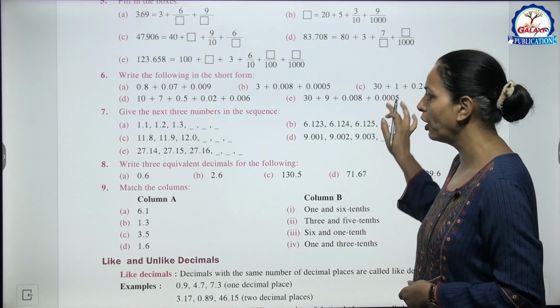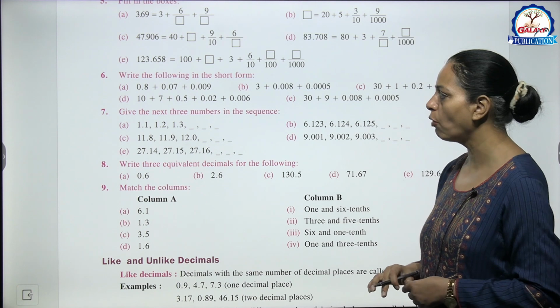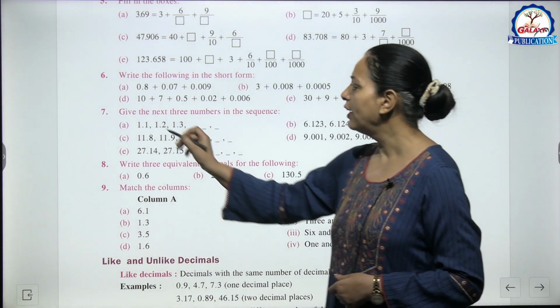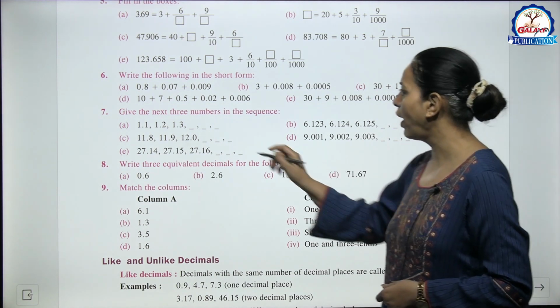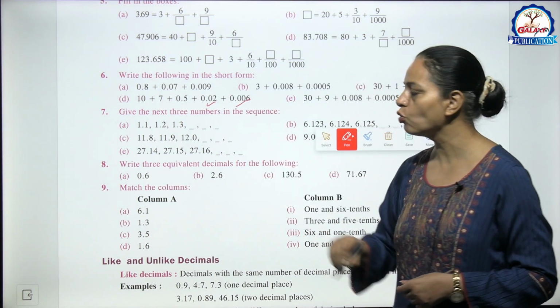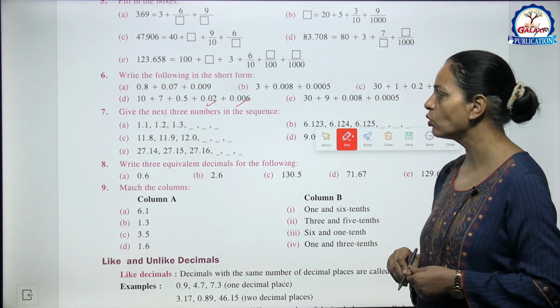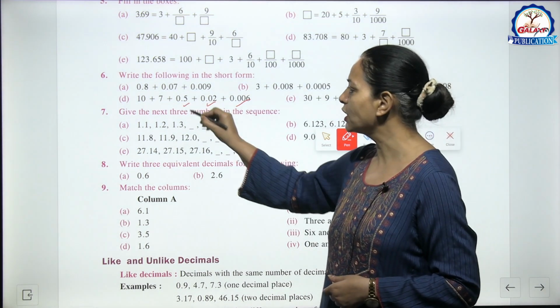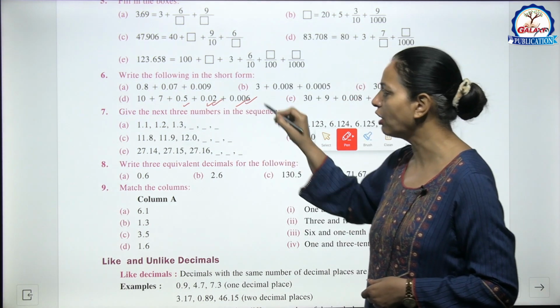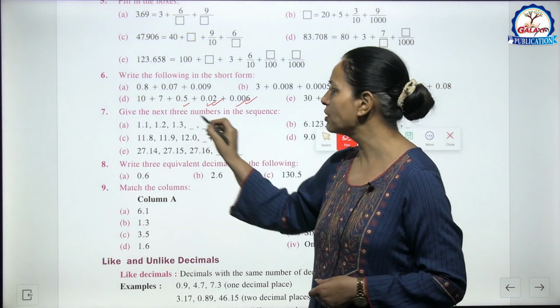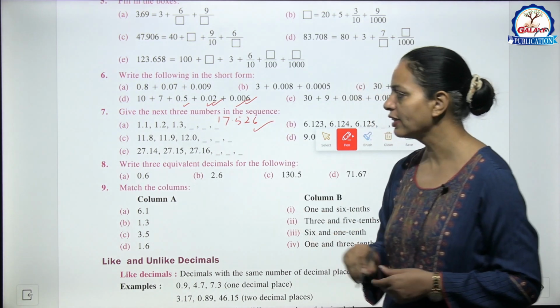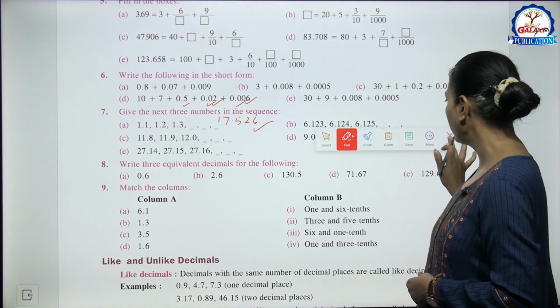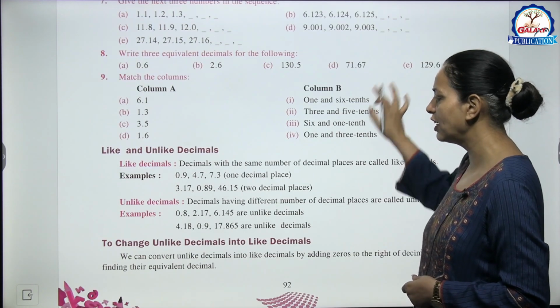There are 6 questions like this. Write the following in short form, write the actual number, like D part, 10 plus 7 plus 0.5 plus 0.02 plus 0.006, meaning this is at the tenth place, this at the hundredth and this at the thousandth. So this becomes 17.526, right? So similarly you can try the remaining parts. I hope this is clear to you.